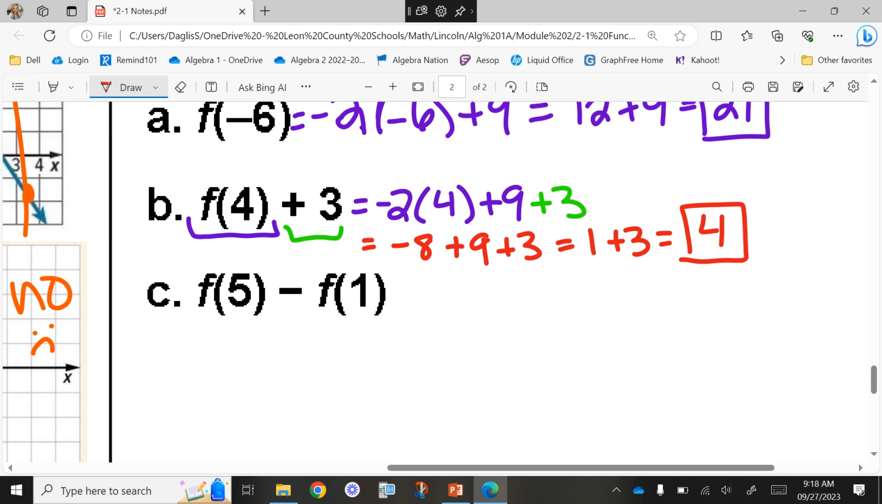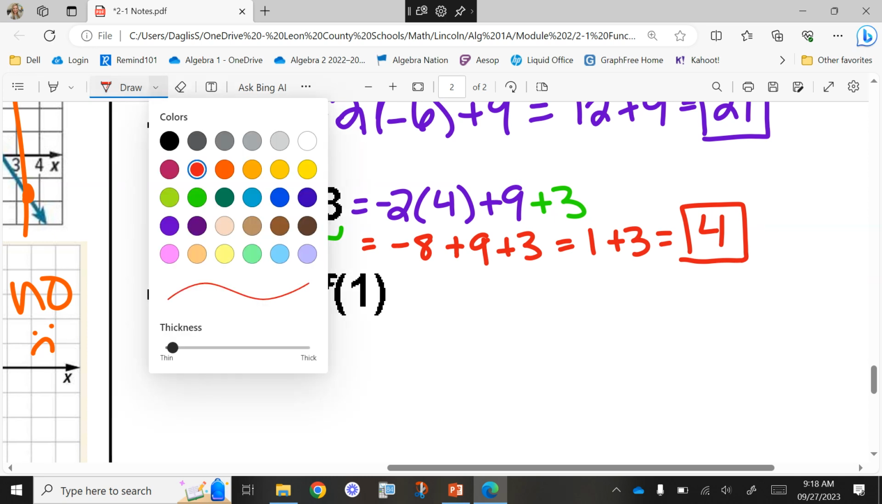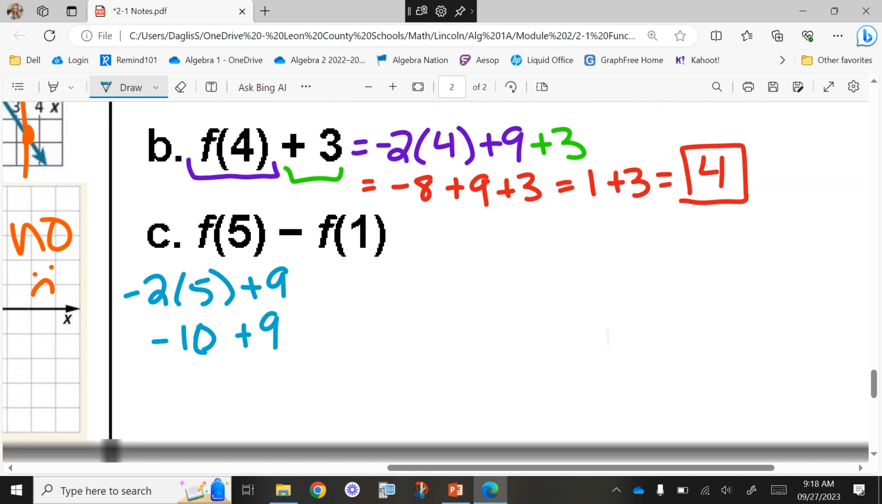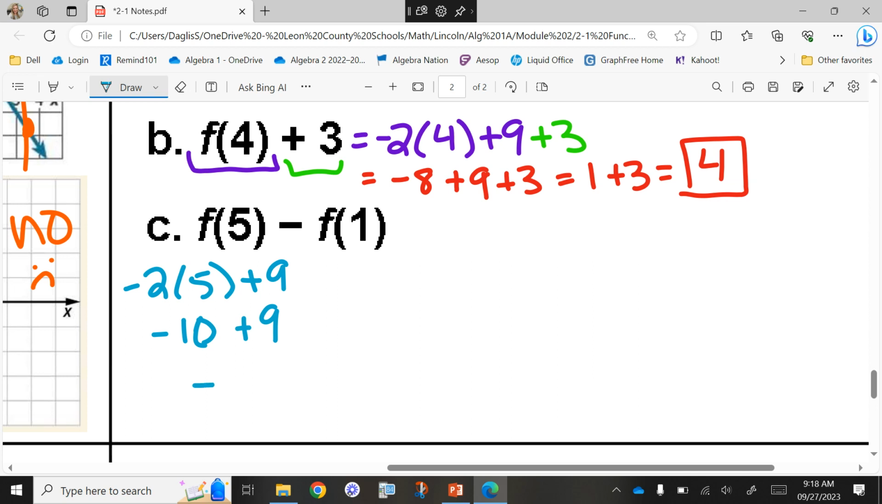This next one wants me to evaluate twice and then subtract them from each other. So we're going to do one piece at a time. Let's do f of 5 first. So right below it, I'm going to do negative 2 times 5 plus 9. What is negative 2 times 5? Negative 10. And what's negative 10 plus 9? Negative 1. Good. So that's one piece.